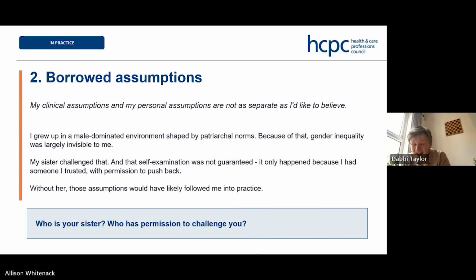And I think the honest truth is that self-examination is never really guaranteed. For me, it really only happened because I had someone that I trusted and someone that I had given permission to push back on me. So I want to leave you with this question of, who is your sister or your brother? Who in your life has that permission to challenge you on your assumptions?